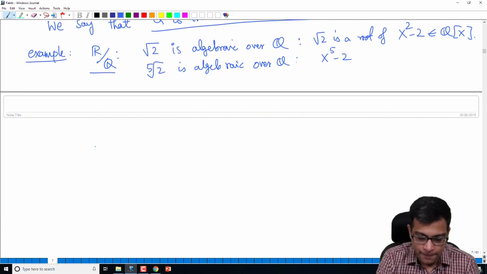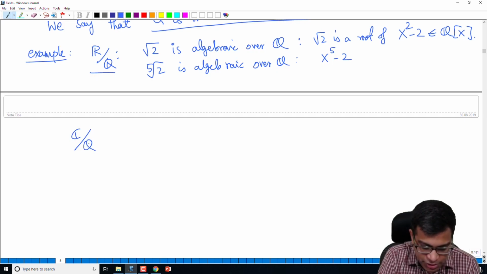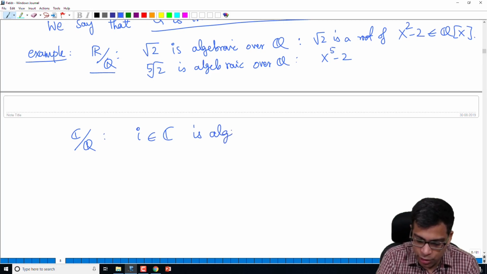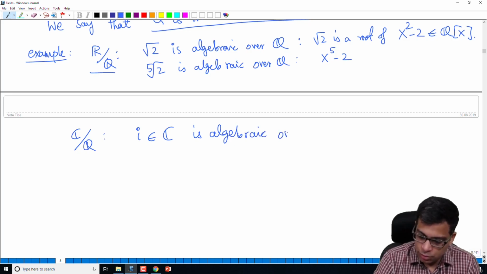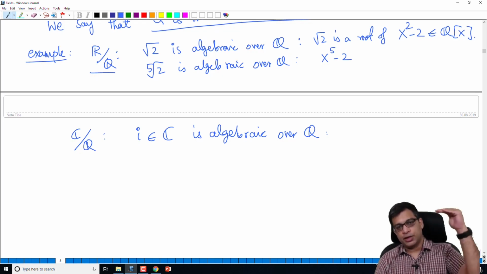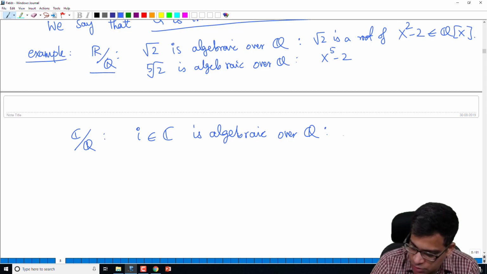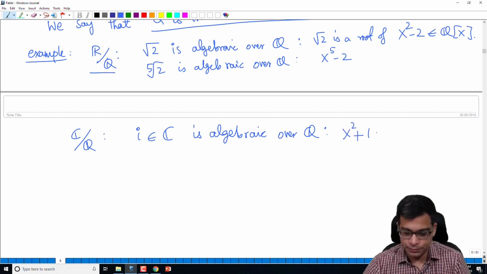Right? Similarly, we can consider i. So i of course is not in R. So if you consider the field extension C over Q, i in C is algebraic over Q. Remember, all this study needs us to fix a field extension a priori. You fix a field extension, you consider an element in the bigger field, and you look at polynomials over the lower field and look at any polynomial which may have the element as a root. Here it's of course algebraic because it's the root of this polynomial.